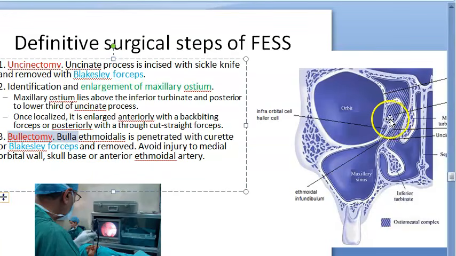So they are going in and this bulla ethmoidalis, they are penetrating with a curette or Blakeslee forceps and removing. So this one also they are removing. Okay, can you say Blakeslee? Blakeslee. Blakeslee.